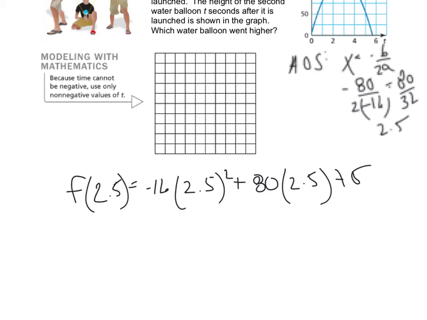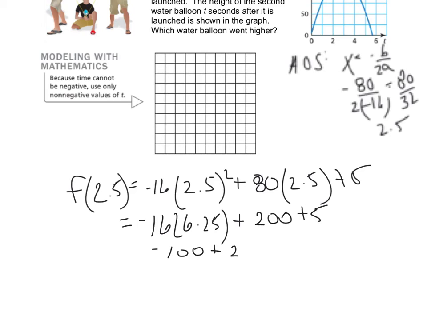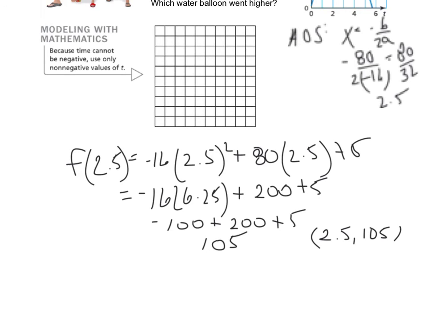So now I have this plugged in, and I'm just going to follow through our order of operations. So negative 16, 6.25 is 2.5 squared. 80 times 2.5 is 200, and I would add 5. Then negative 16 times 6.25 is 100, and it's negative, plus 200 plus 5. Negative 100 plus 200 is 100, plus the 5 is 105. So now I actually know where my vertex is. My vertex is actually at (2.5, 105). And maybe more importantly, I also now know where the maximum height of our water balloon is. It is going to reach its peak at 105 feet. So the max is 105 feet.